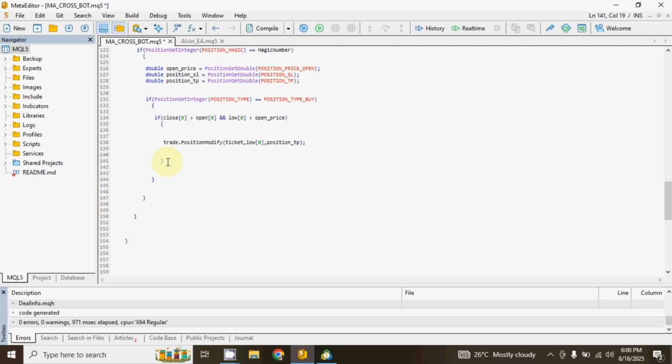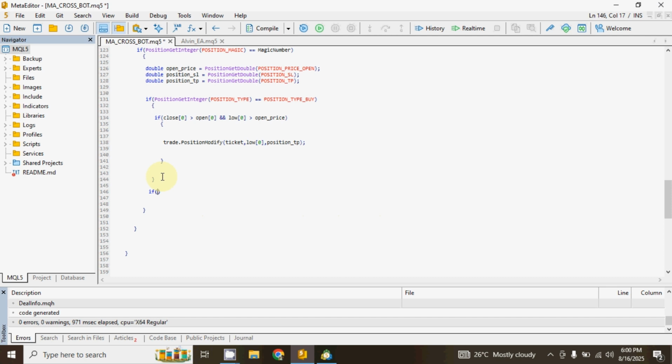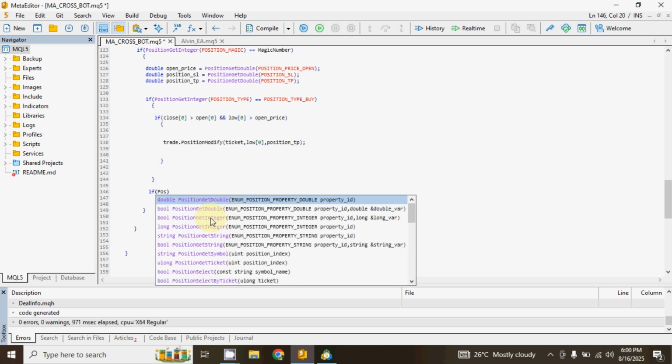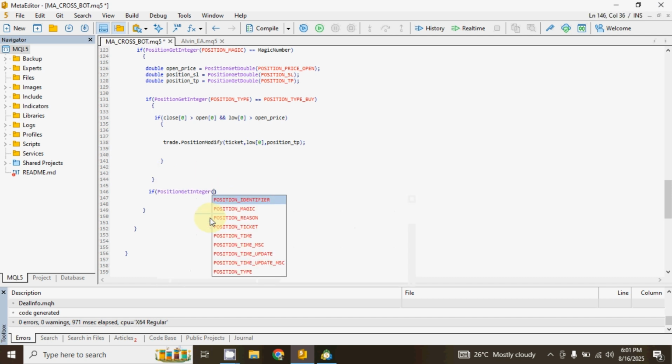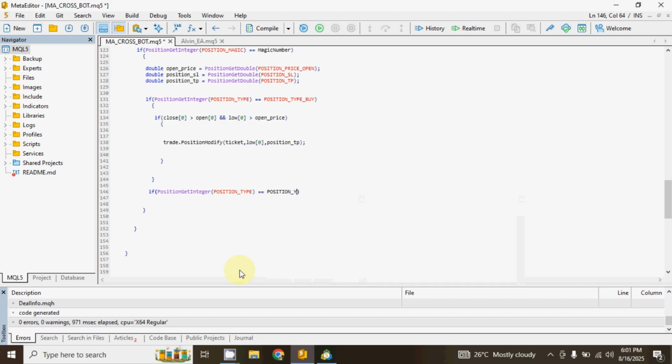So now let's do the same thing for a sell position. So now for a sell position, this is what we are going to do. We are going to check if the open position is a sell position. I'm going to say if position get integer, which is position type, is position type sell. What should the bot do?